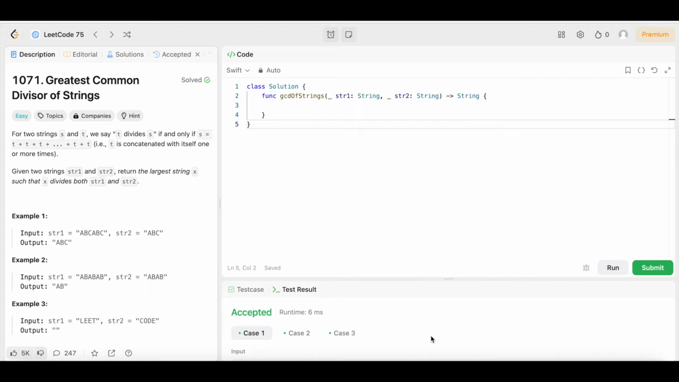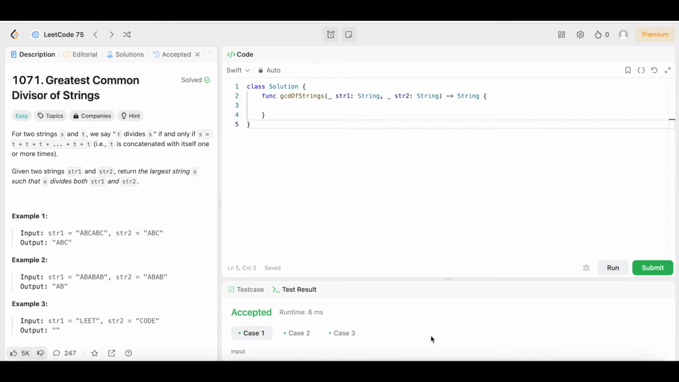So when we look at example 1, it says input str1 equals ABCABC, str2 equals ABC. The output is ABC. That is because you can divide it into two separate parts and still have ABC. You have ABC, ABC, and then the string is ABC. So str2 can go into str1 two times. But it's not always going to be like that.